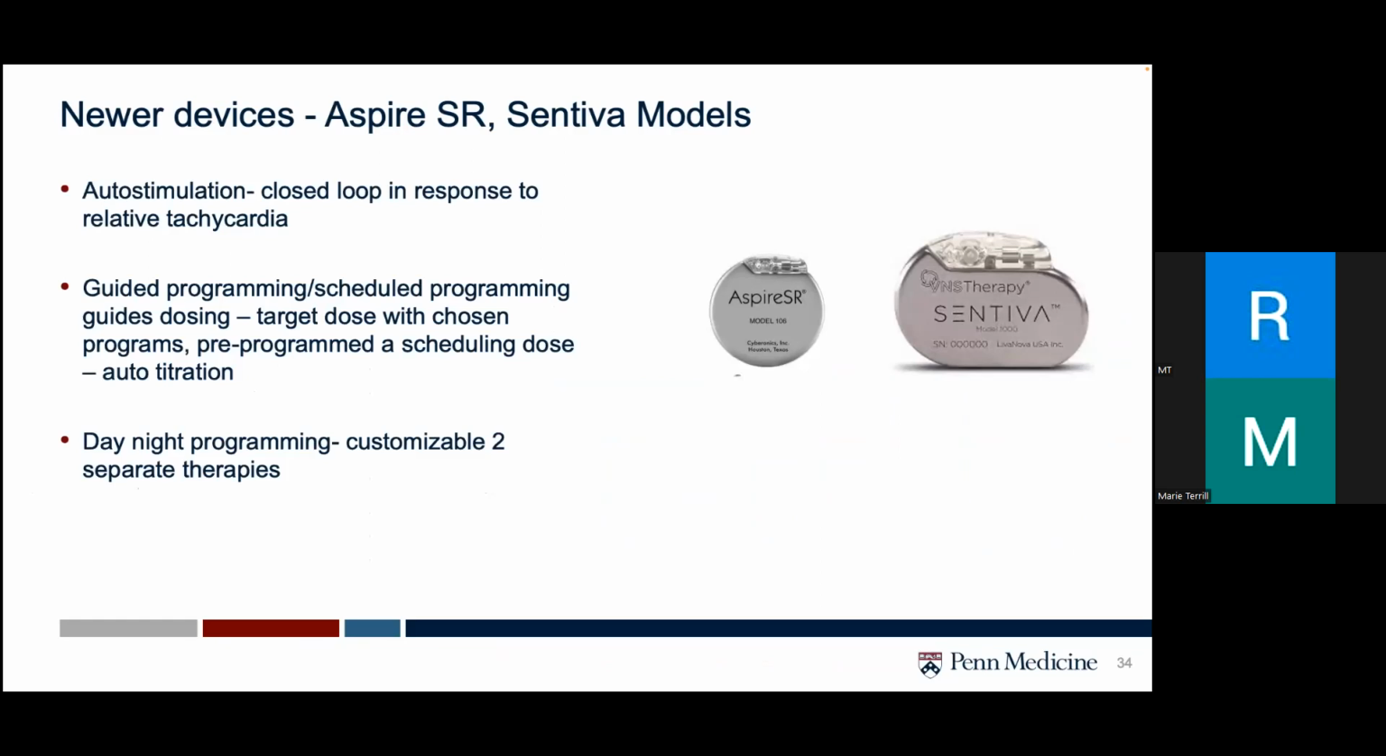And we also have day-night programming, where you can have 2 separate sets of programs that can be customized based on the patient's need during different times of the day or different times of the night. Again, this flexibility allows for a more personalized and effective treatment.